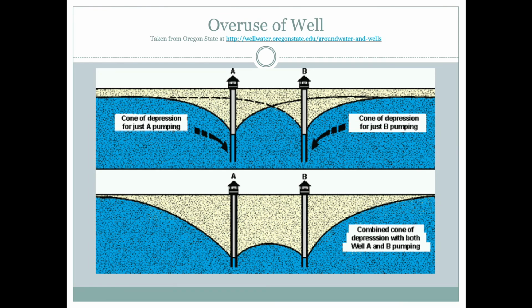And this is just demonstrating how you can overuse groundwater through the use of wells. These two houses, A and B, are drawing a lot of water, and they're drawing down, in the bottom diagram, those cones of depression to dangerous levels where these wells could be abandoned at some point. And that'd be bad.